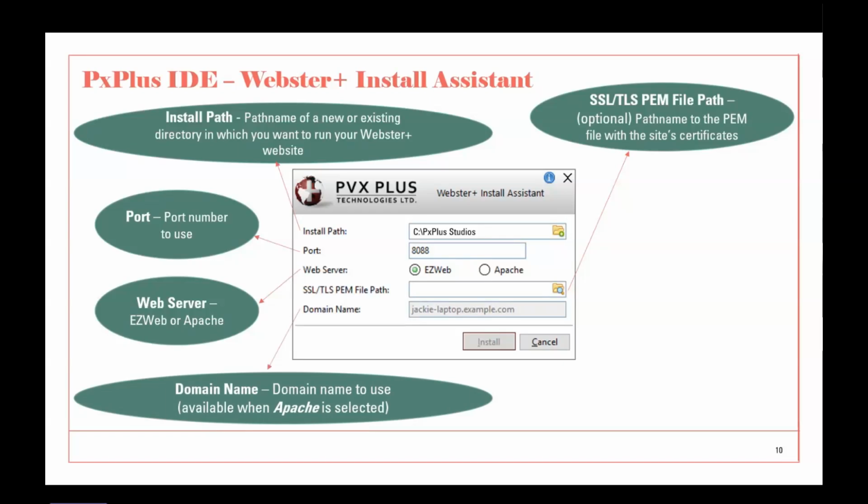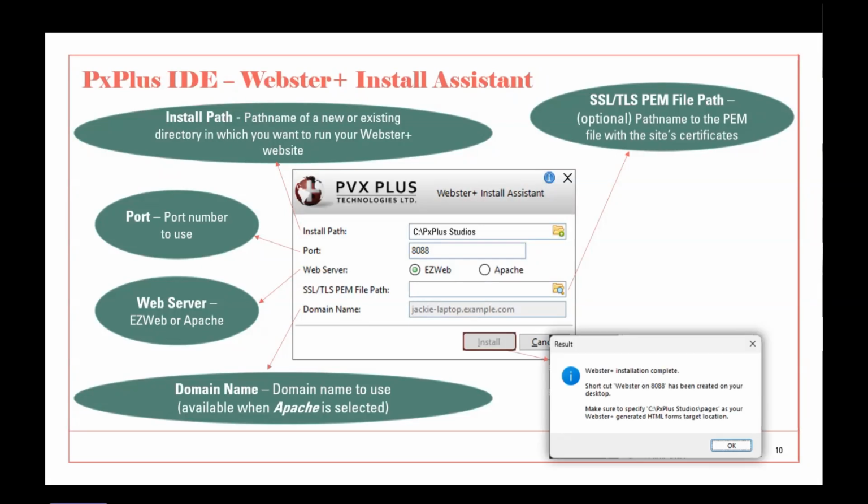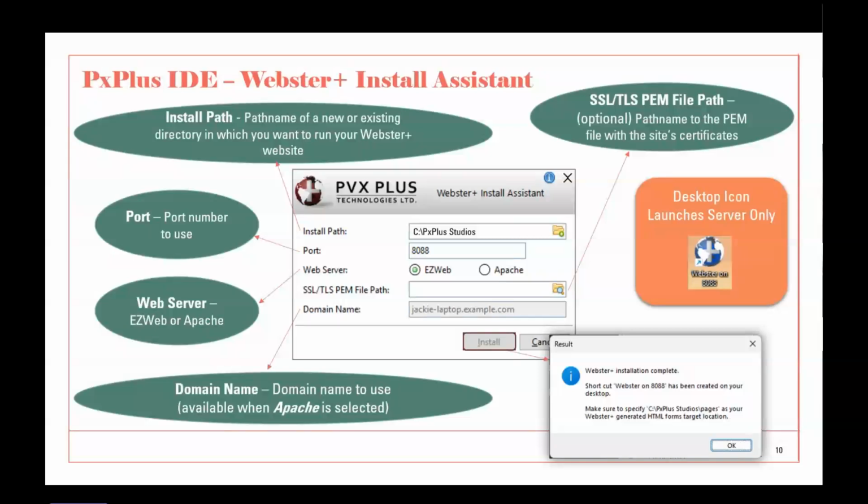And if you chose Apache for the web server, the domain name field becomes available for input of your domain name. And when you click install, you'll see a result message box that lets you know the details of the install. This particular message displays if EasyWeb is used. However, if you chose Apache, a different message would display. Big note here, folks, this install will also create a desktop icon, which only launches the EasyWeb. It does not launch the actual Webster Plus environment.